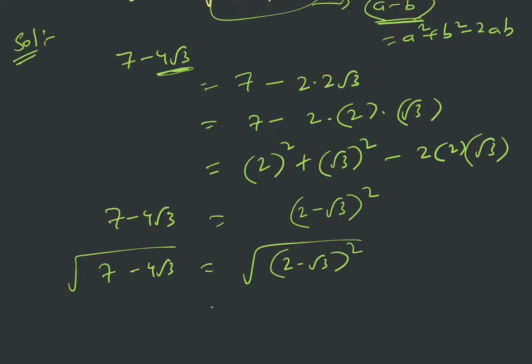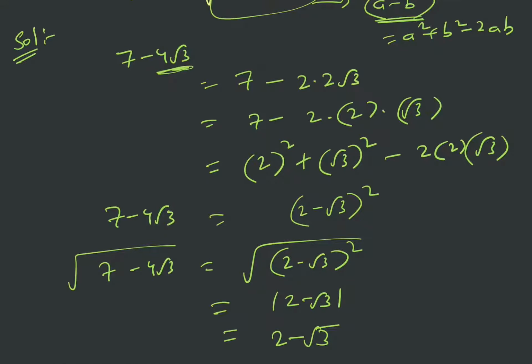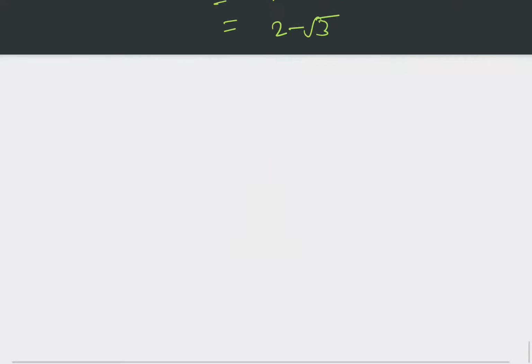And now don't write it directly as 2 minus root 3, but write it as mod 2 minus root 3. And you see that 2 minus root 3 is a positive number, right? Root 3 is 1.7 something. So 2 minus root 3, you can directly write it as 2 minus root 3, right? So I think this is clear. Let us do one more example.